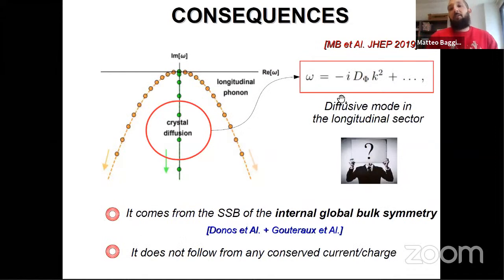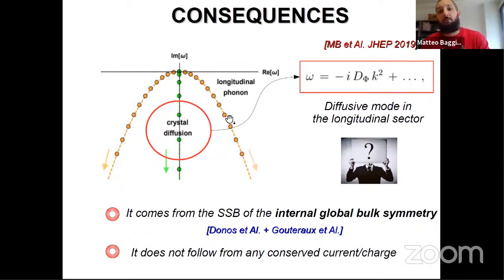Now, going to the physical consequences, there is an important one, which is that instead of obtaining only the phonon degrees of freedom that you understand very well, because they come from the breaking of translations, there is an additional mode in this system. This additional mode appears in the longitudinal spectrum and it's diffusive. Some people like to call it crystal diffusion, for reasons that we will see. And so the big question is basically what is this mode? First of all, where does it come from? Second, does it have a physical meaning and what does it represent?